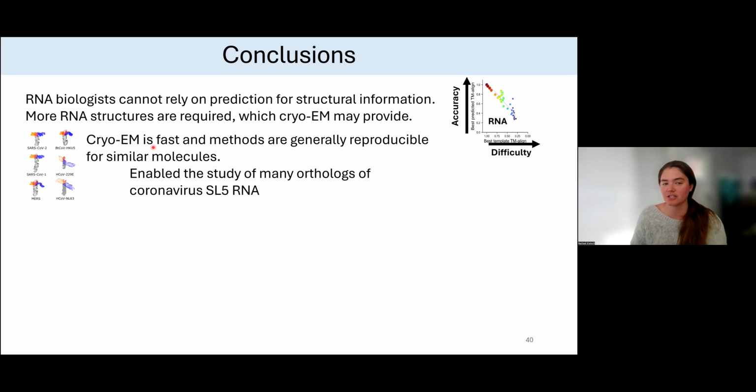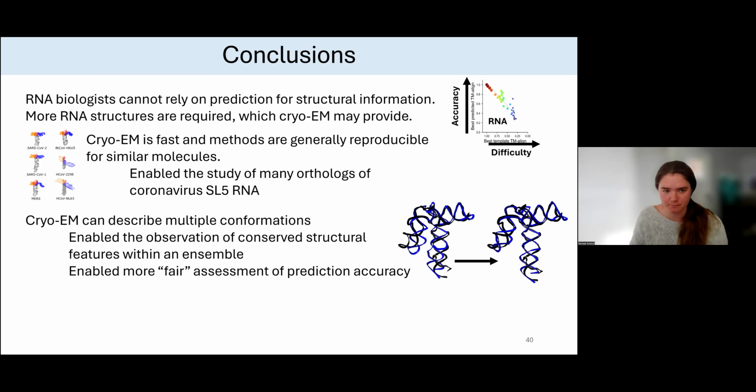Cryo-EM is fast, and generally once you find a grid condition that works for one RNA in a family, it will tend to work for other similar molecules. So this enabled the study of many more orthologs of coronavirus SL5 RNA than reasonably could have been done before the era of cryo-EM. It can also describe multiple conformations, which was important to confirm conserved structural features within an ensemble. And it also enables a more fair assessment of prediction accuracy.